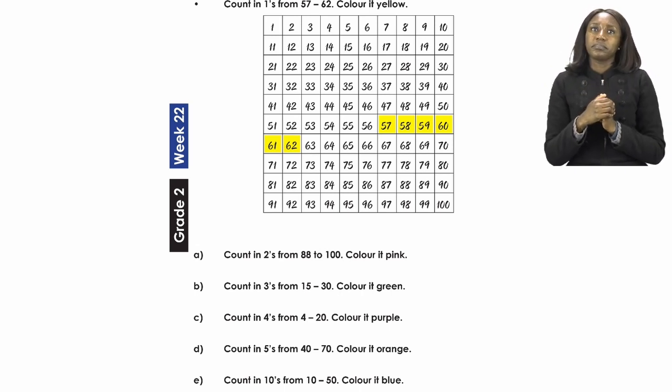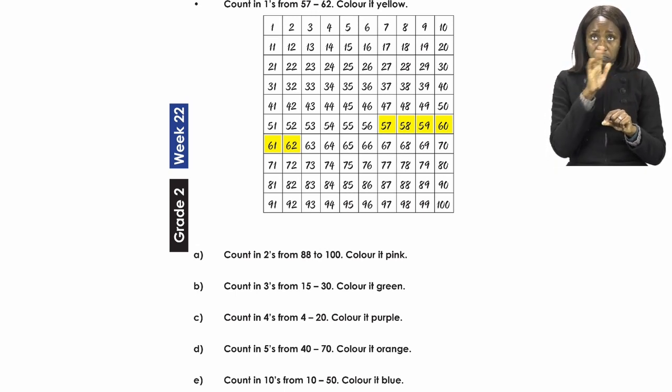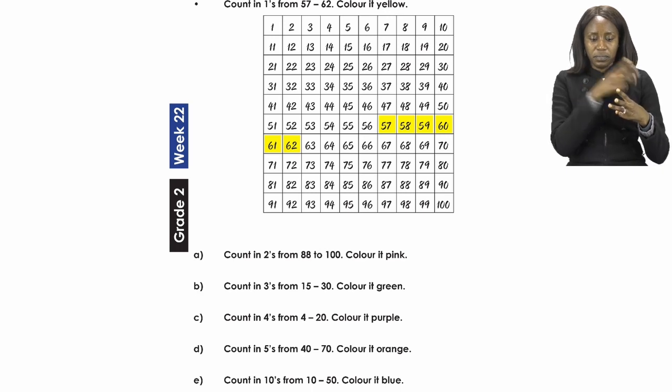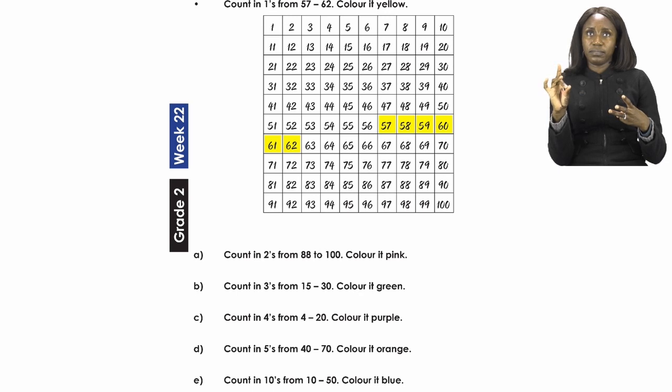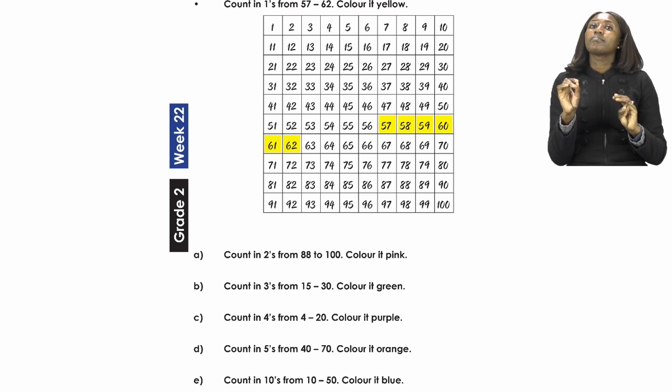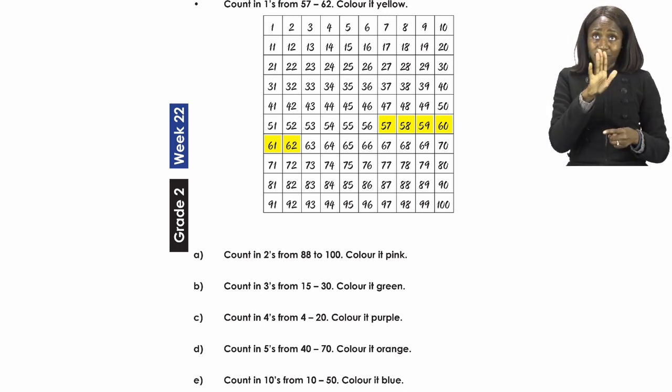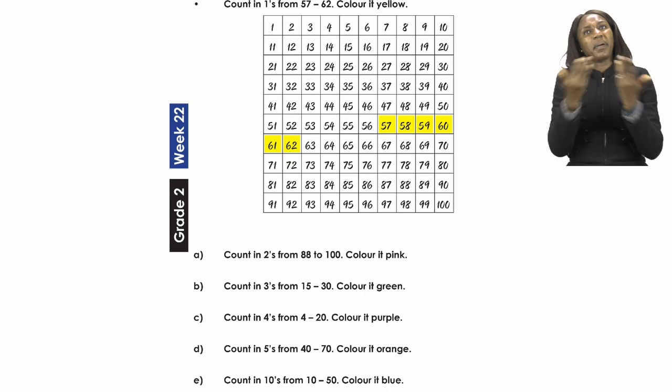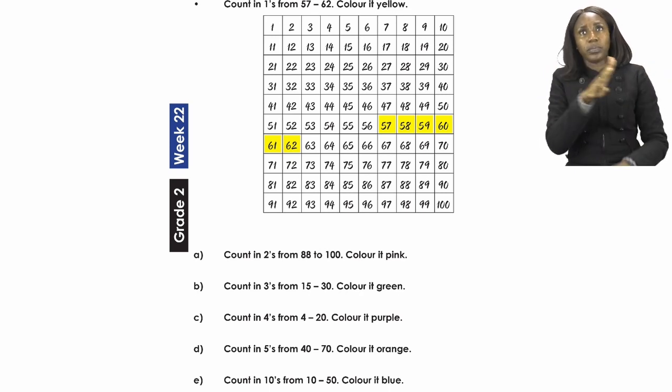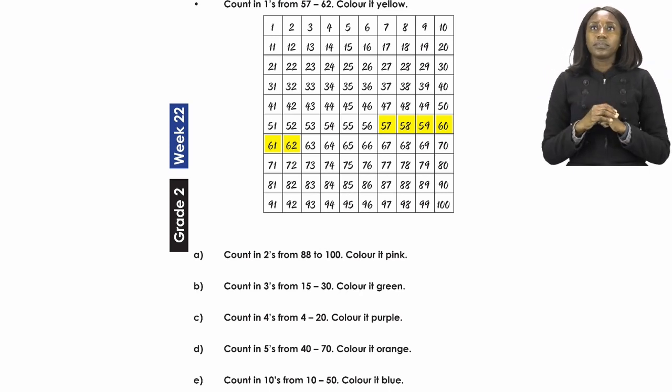If we say we are using our fingers, then we are saying 15 is already there. Then we say 16, 17, and 18. So 18 is the one that you are going to color next. So use your fingers or the number chart. The first number you're going to color green is 15. Then you color 18 and continue until you get to 30.